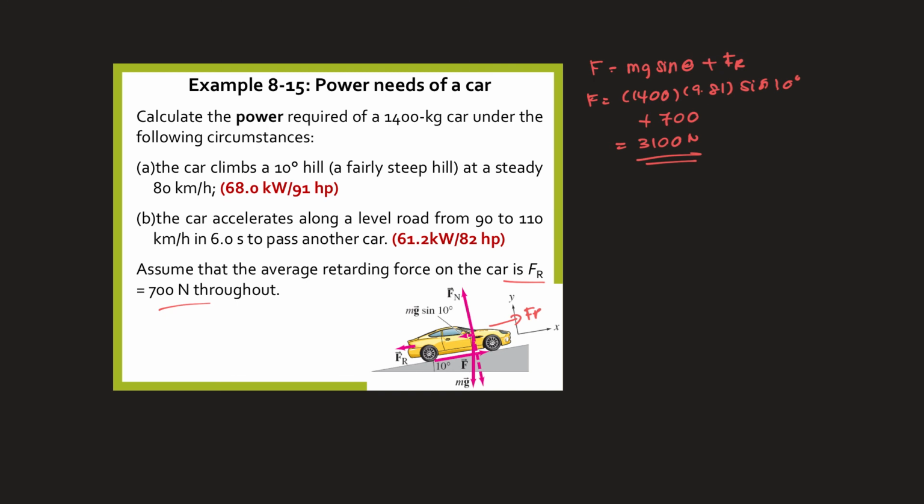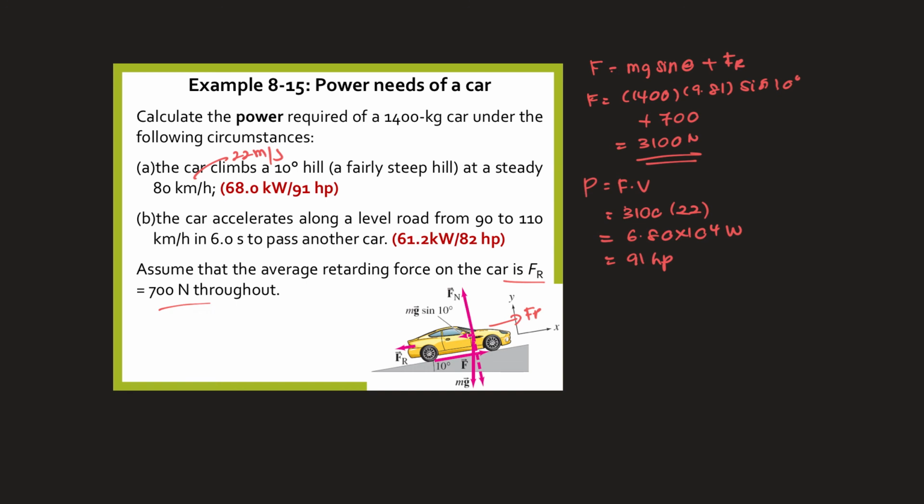Okay, so the question asks you to find power, right? So power equals force times velocity. The velocity of 80 km per hour you need to change first into meters per second, which is 22 meters per second. So 3100 times 22, you are going to get your answer of 6.80 times 10^4 watt. Or in horsepower, you just change into horsepower, then you are going to get 91 horsepower.